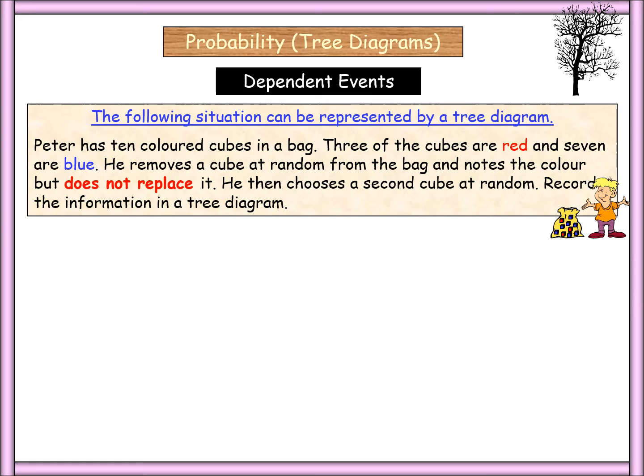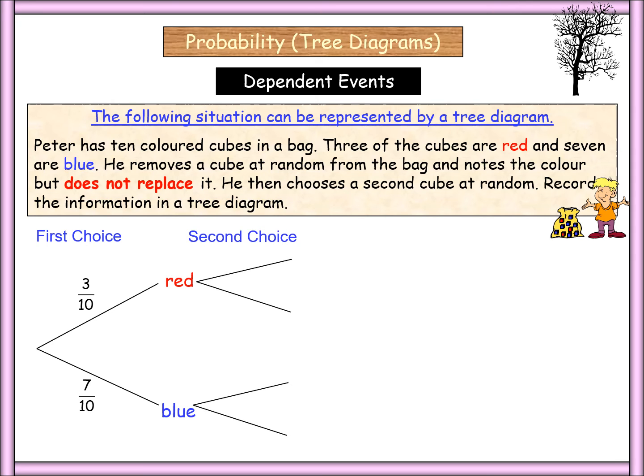He then chooses a second cube at random. Record the information in a tree diagram. So we have this one, the first choice, red, blue. For the red, it is 3 over 10 because there are 3 red. And for blue, we have 7 over 10 because it says there in the second sentence, 7 are blue.